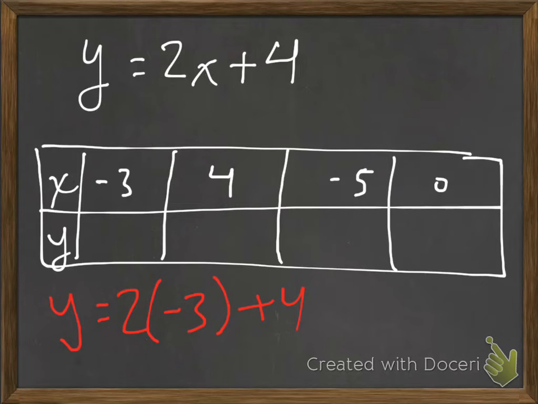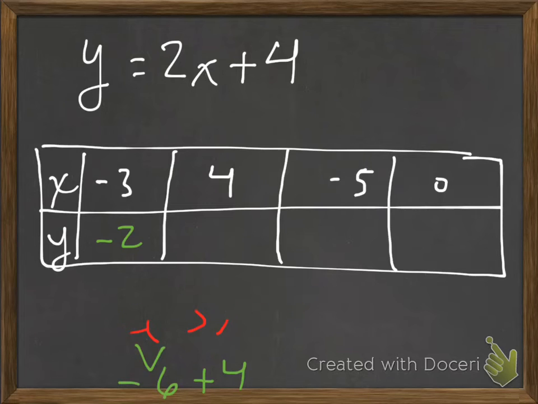Now, I know you can do this in your head, but I want you to check with your calculator. It's just always better to check with your calculator. You're going to be right, okay? So you can be right. 2 times negative 3, that's negative 6. Negative 6 plus 4 is a negative 2.